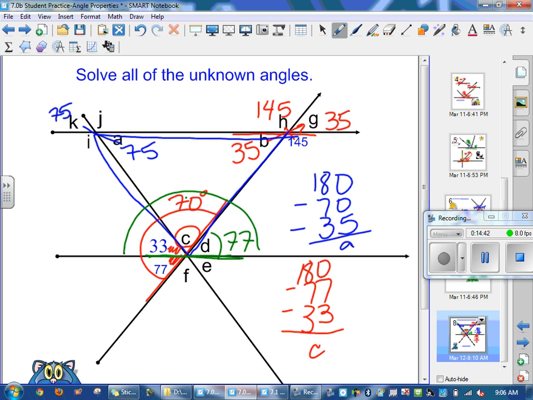Okay, now do I have all the opposites for me to find E and F? Yes, I do. So how big is F? 70. How big is E? 33. Wonderful. Absolutely. Who got absolutely everything right so far? Nice work, everybody. Okay, that concludes our practice section.